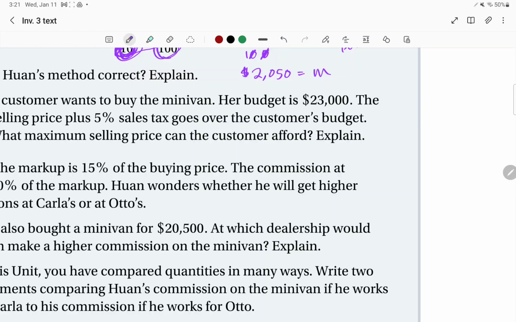Okay, so let's try to set up a proportion. You know the 23,000. That's her budget, and that has to include that 5% sales tax. So we'll put that over 105. That has to be equal to whatever the selling price is, the price that she can afford, over 100, because you want to know 100% of what that is going to be. So that it's proportional to that 23,000, because she doesn't want to go over 23,000.